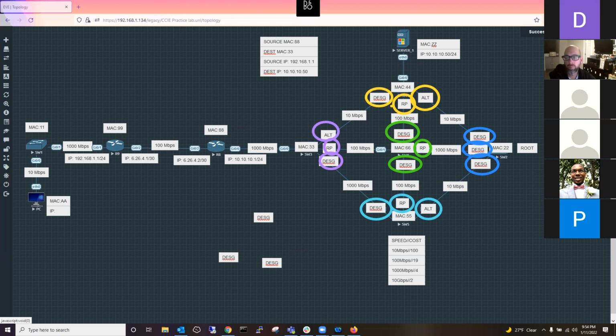So it has to be designated. Right, because that traffic got to get through there. So you can also turn on one designated port per segment. So just to confirm, a designated port is in the forwarding state.